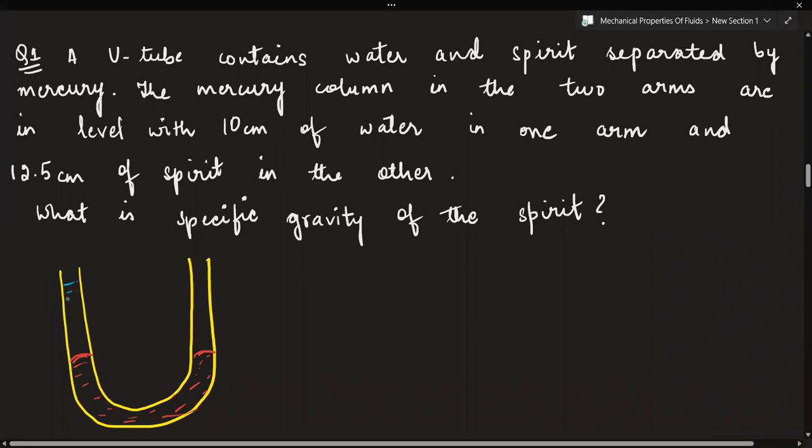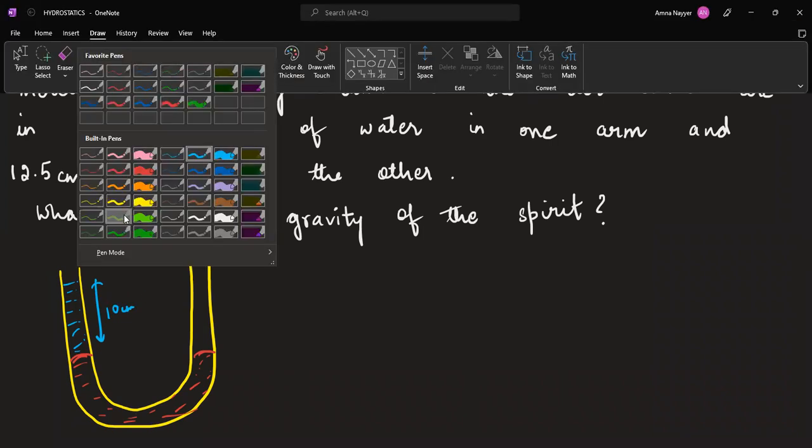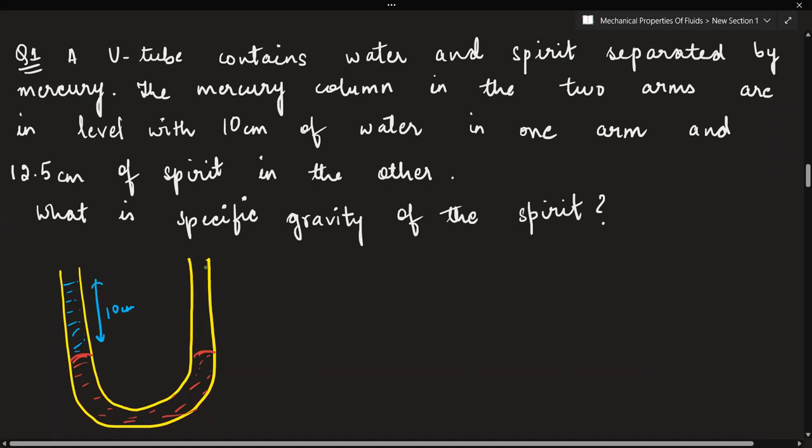One is water. So let's say water is in this arm, and the height of water is given to you as 10 centimeters. And in the right hand arm, the next fluid is spirit, and the height of spirit is given to you as 12.5 centimeters. So this is the condition. Now try the question.